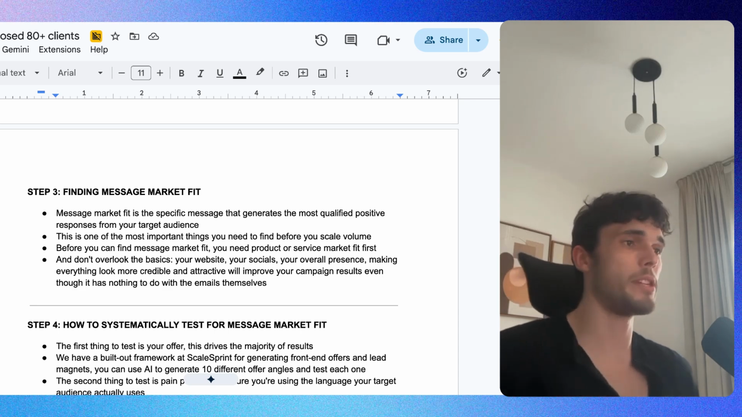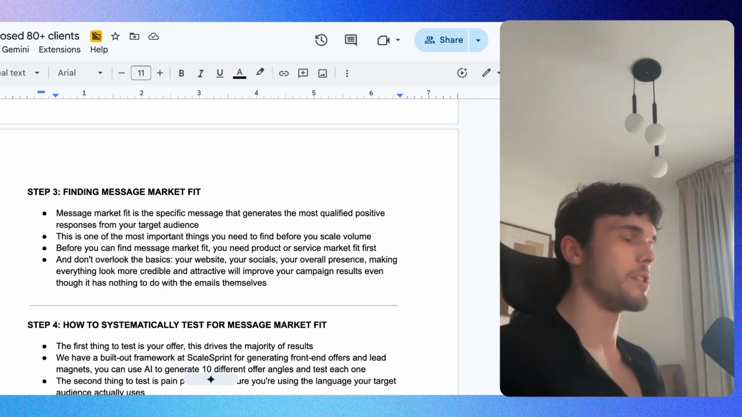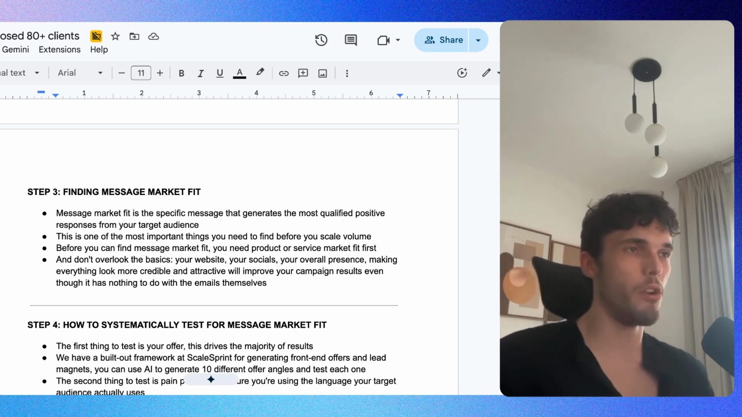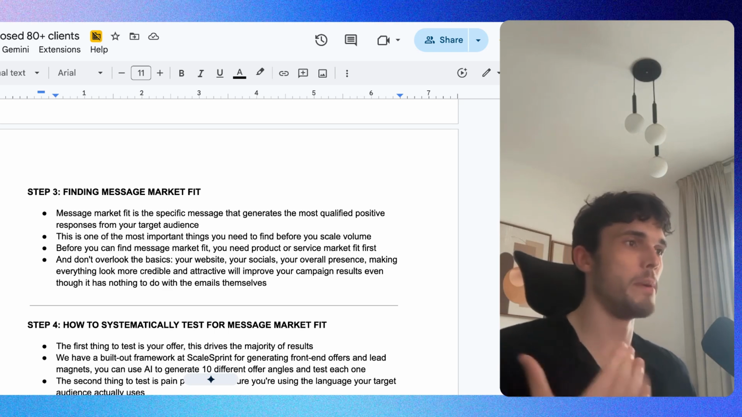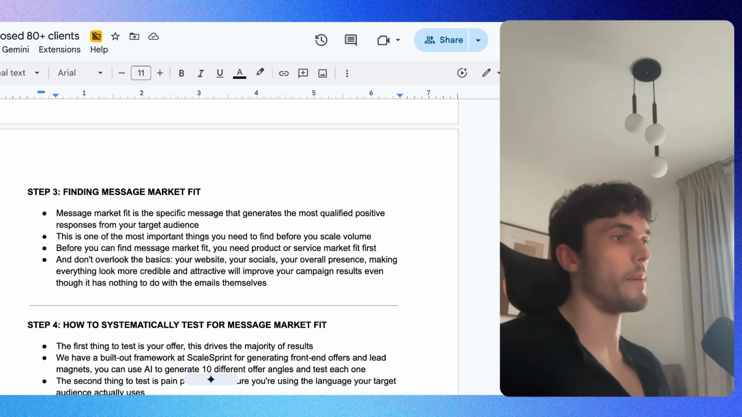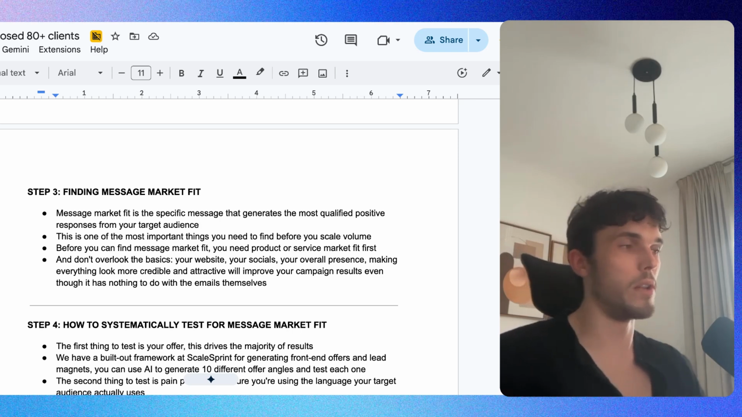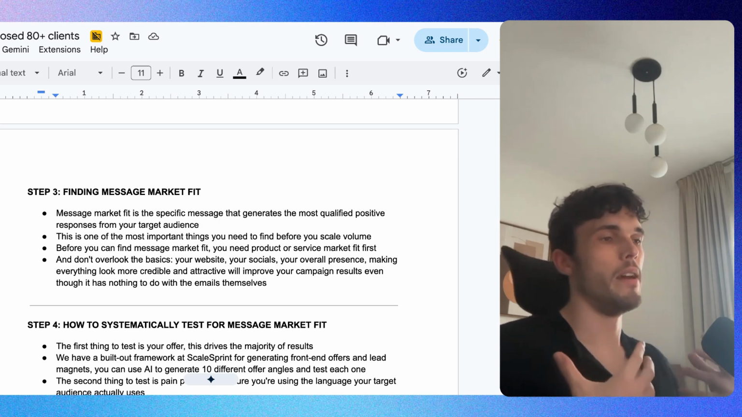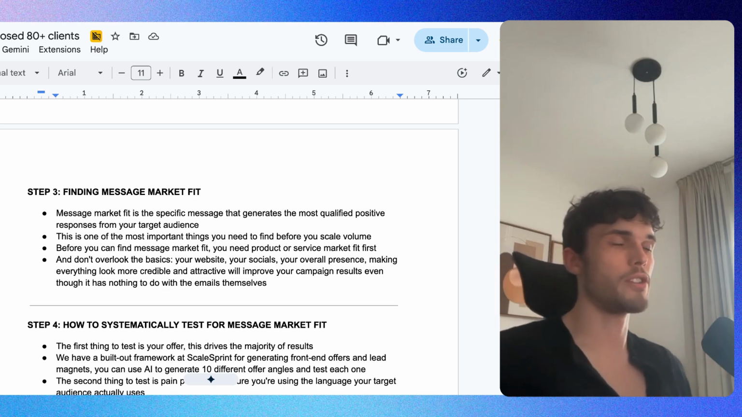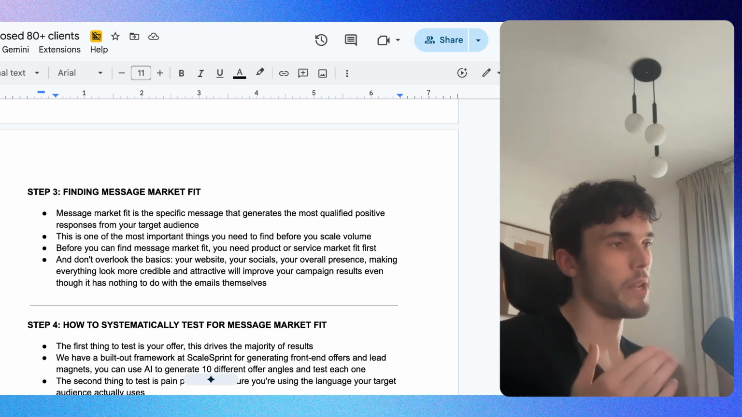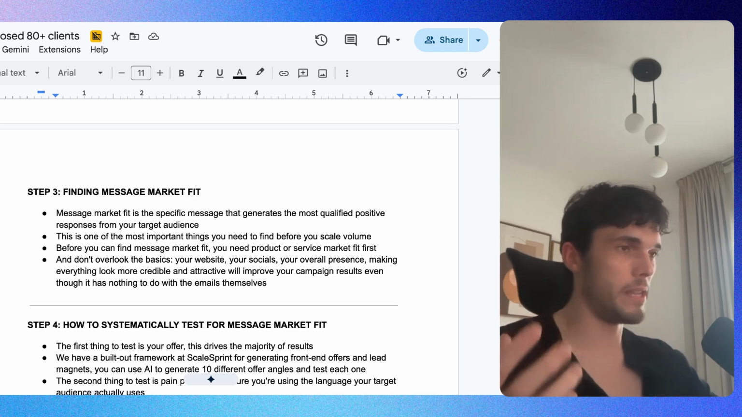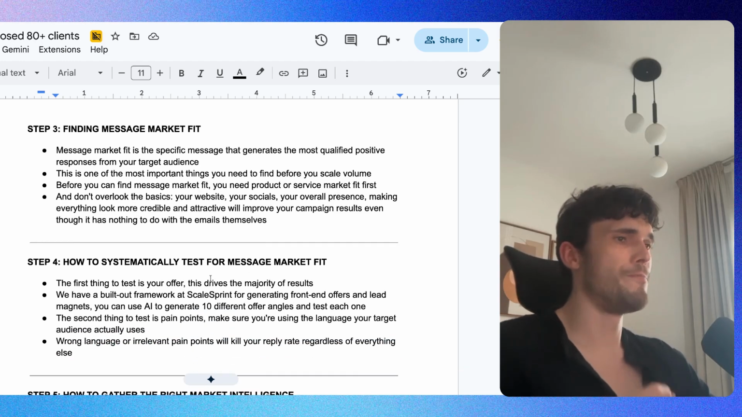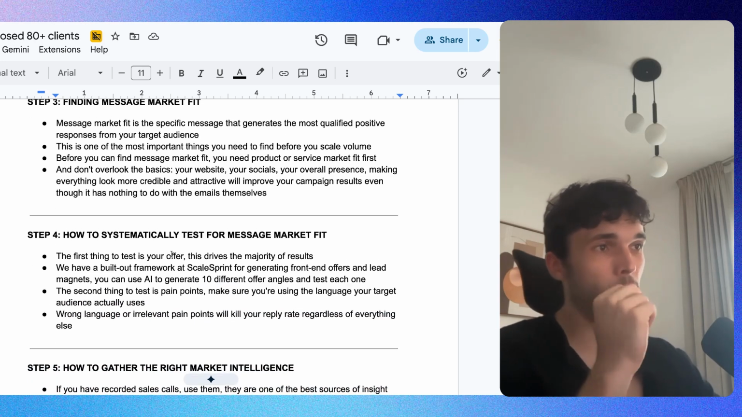Another thing I would mention here is don't overlook the basics, because sometimes people misdiagnose their email campaigns by saying it has a messaging error, but it could also be the fact that you don't have a good website, socials, or overall online presence, and this is going to make it more difficult for prospects to actually see who you are. And because it's more difficult to see who you are, it's also going to be more difficult to generate that necessary trust, essentially.